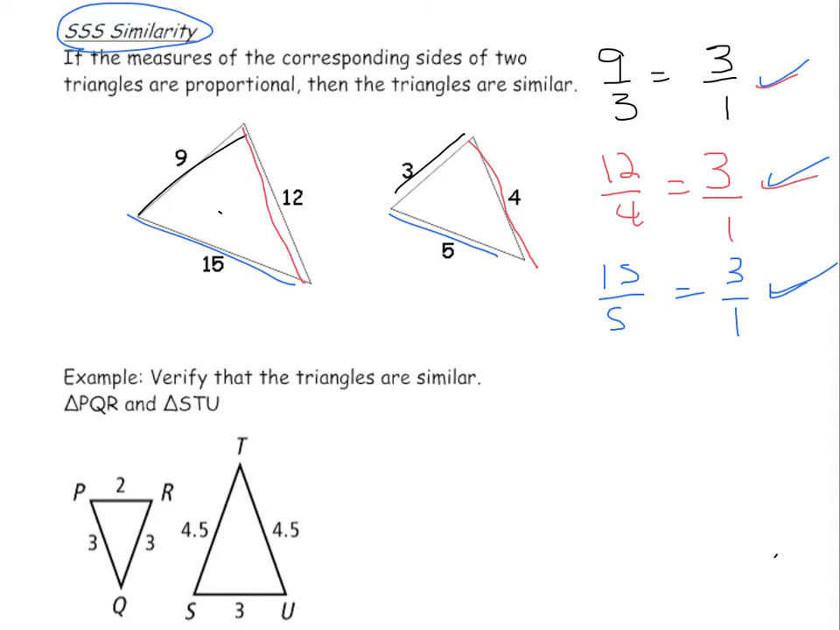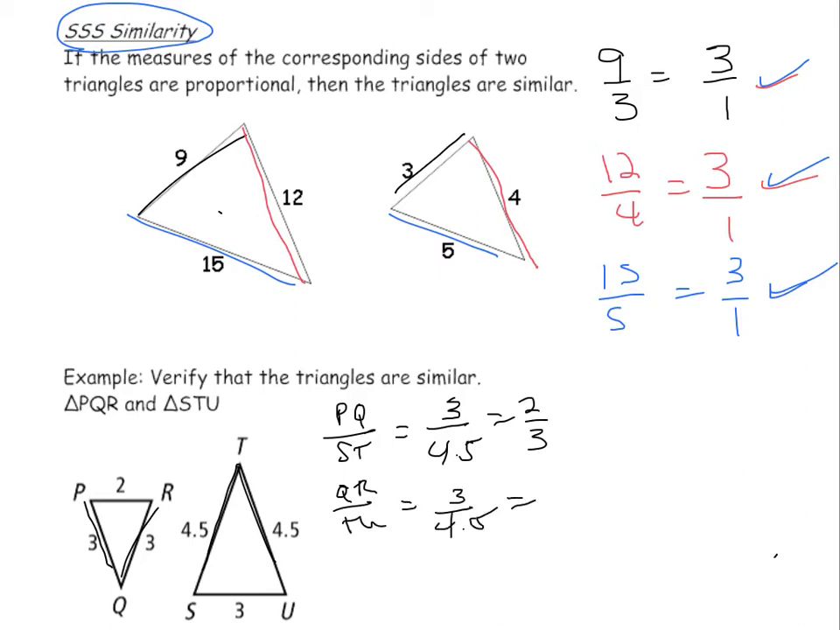I have PQ and ST matching up. So this is a ratio of PQ and ST. This is a ratio of 3 to 4.5. And now I'm going to simplify this. This gives me 2 to 3. So this is about 2/3 if you actually go through and divide this. Our next is QR and TU. This is also 3 to 4.5, which is 2/3.